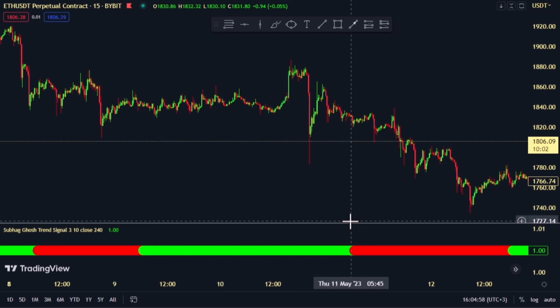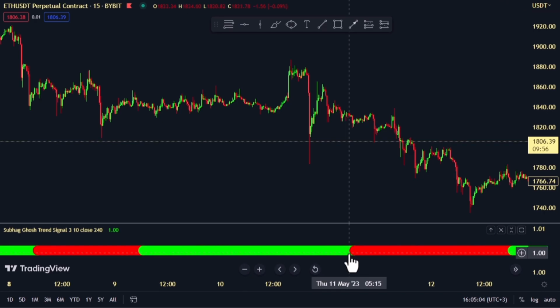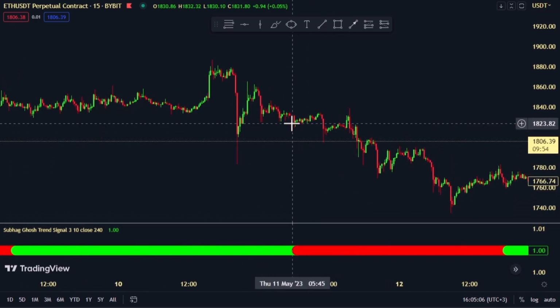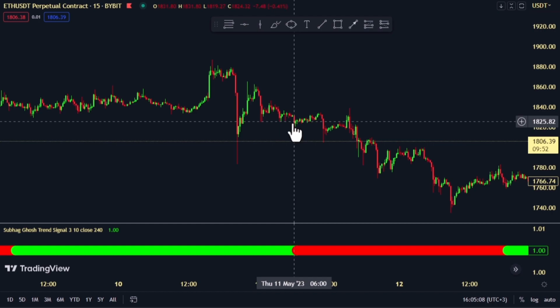Of course, you can make trades. For example, as soon as it turns red, you look for a strong candle to the downside, then you can enter a short trade right at this candle here. But we can make it more accurate.